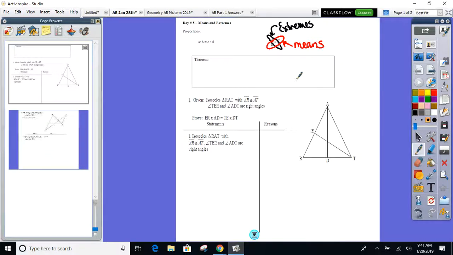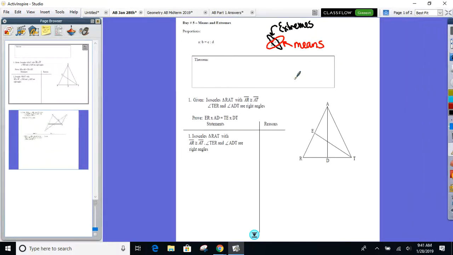How do you solve these? How do you solve a proportion? Cross multiply, and you do what with each side? You set them equal. That's the big theorem for today. When you multiply 2 numbers, anybody remember what the answer was called? Product. So when I multiply the means, the product of the means is equal to the product of the extremes.